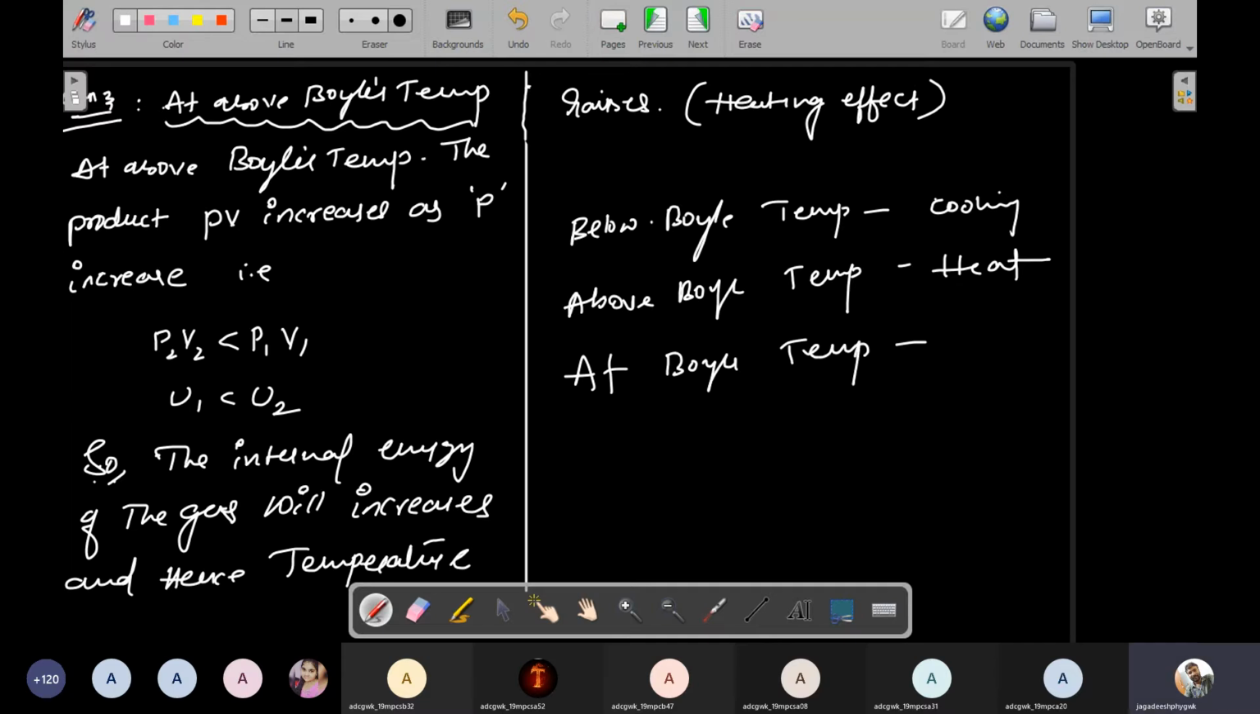But at the boil temperature, this shows nothing, meaning neither a cooling nor a heating effect. At below boil temperature it shows a cooling effect, above boil temperature it shows a heating effect, but at boil temperature it never shows anything. This concept is very important for essay questions. So please read it, everybody, and note it down.